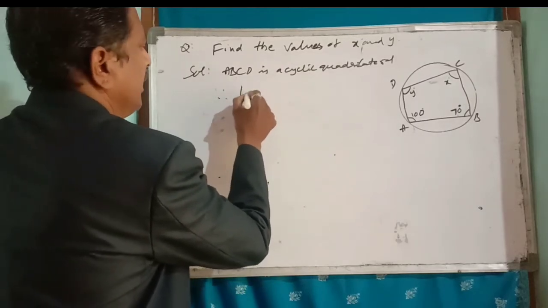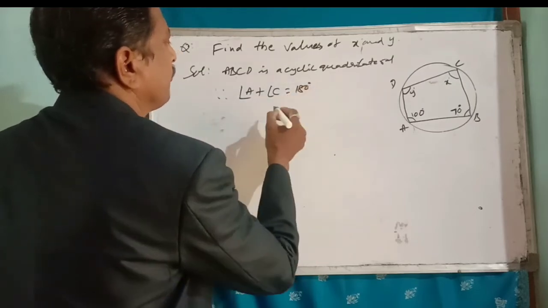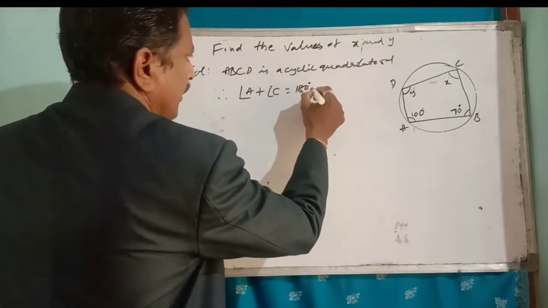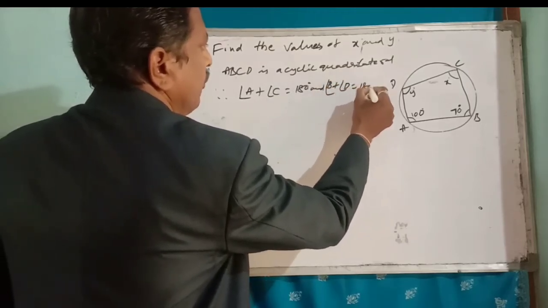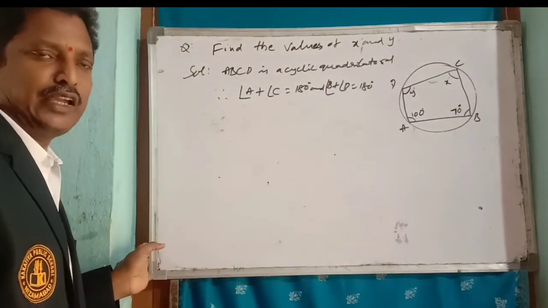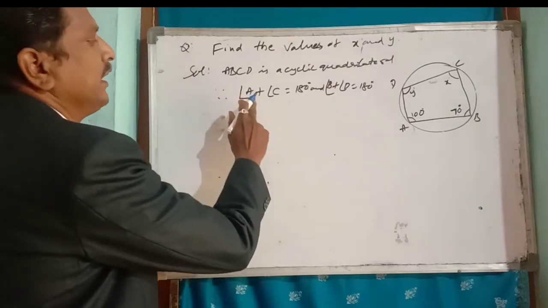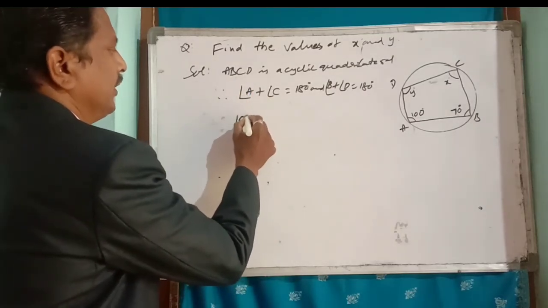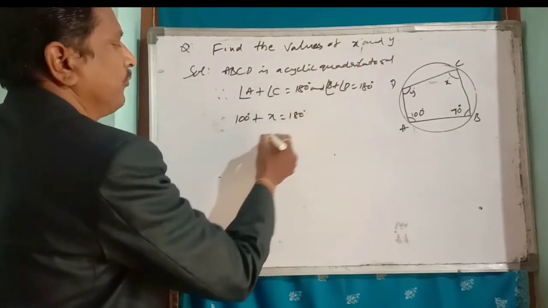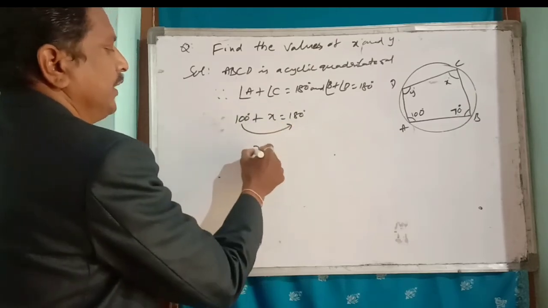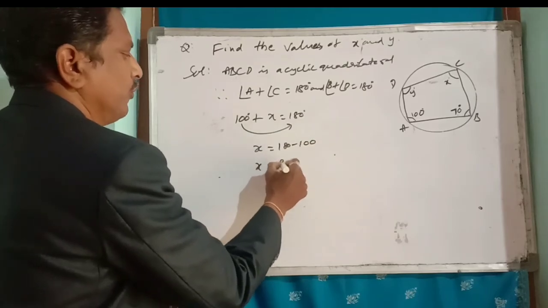Therefore, angle A plus angle C equals 180 degrees and angle B plus angle D equals 180 degrees. Angle A plus angle C equals 180 degrees. Angle B plus angle D equals 180 degrees. Then angle A is given: angle A equals 100 degrees, plus angle C equals x, equals 180. From this, x equals 180 minus 100. Then x equals 80 degrees.